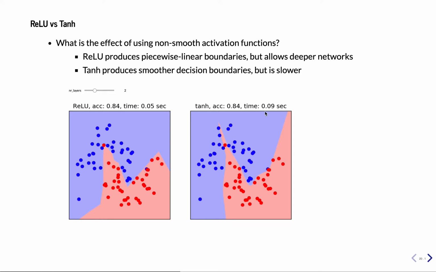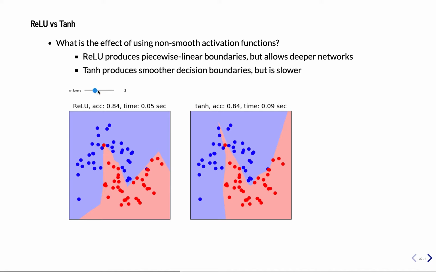However, tanh takes longer to compute. Like with 0.05 seconds for ReLU, almost twice as much for tanh. And the performance is almost the same. So you can reasonably argue that it's not worth it, that you should use ReLU, especially if you want to use a deeper network and you don't want vanishing gradients, and ReLU gives you a very good solution.